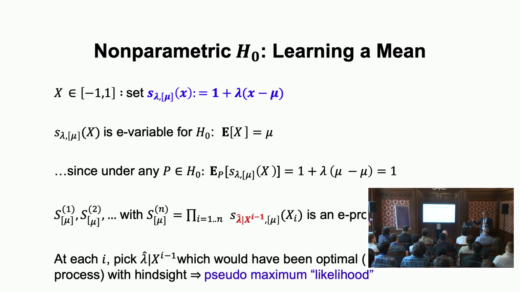And now the question I asked before the break is: how should we now find lambda? Well, now we know. At every point in time, we can look at the past. We can look at what lambda would have been good to use in the past. What does good mean? Good means large. Because you have an e-variable, so you know under the null it's not going to be large, but if the null is not true, you want it to be as large as possible, so you can reject the null, so your confidence intervals become narrow.